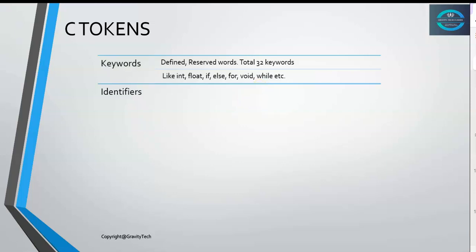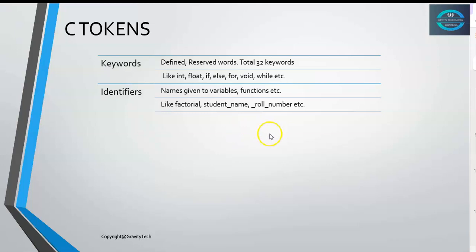The next is the identifiers. Identifiers are the names given to entities such as variables, functions, structures, etc. Identifiers must be unique. There are some rules to define identifiers which we'll look into in the next video. Some of the identifiers would be like factorial, student name, roll number, extra, etc.